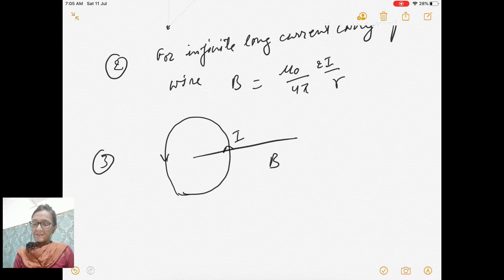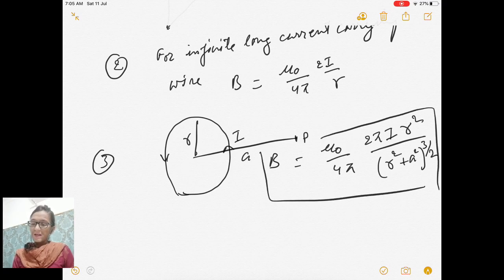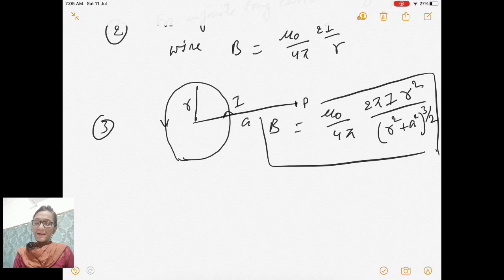which is at a distance A and its radius is R, then B is equal to mu naught upon 4 pi 2 pi I R square, this radius square, upon R square plus this distance A square whole to the power 3 upon 2. So this is the magnetic field for a circular loop at a distance A from the axial point.